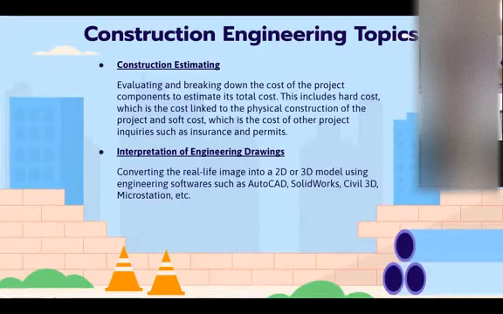And then I'm going to pass it down to Dong to talk about the last 2. Yeah, and for the last 2, we have contextual estimating and interpretation of engineering drawings. So for the first one, contextual estimating, we evaluate and break down the cost of project components to estimate the total cost. This includes the hard cost, which is the cost linked to the physical construction of the project, and the soft cost, which is the cost of other project items, such as insurance and permits.